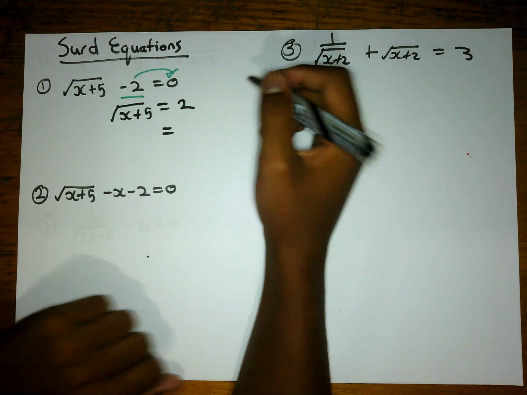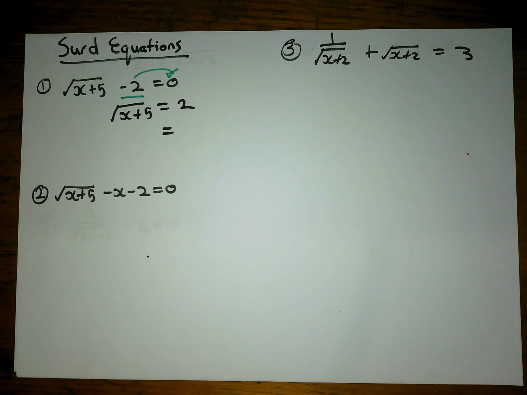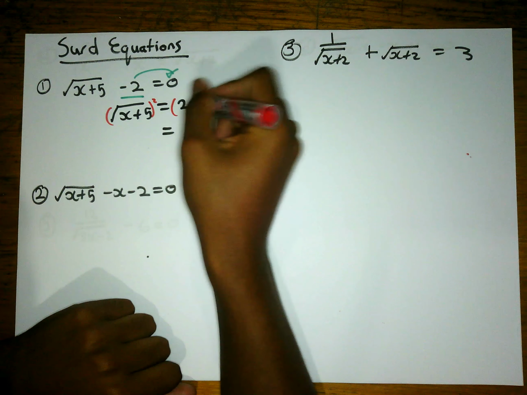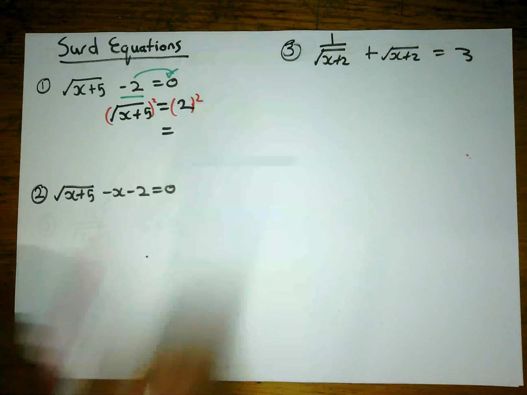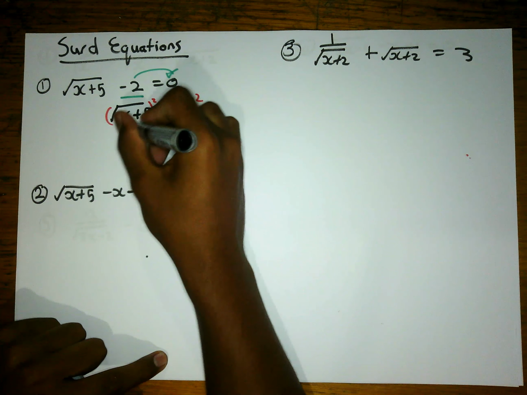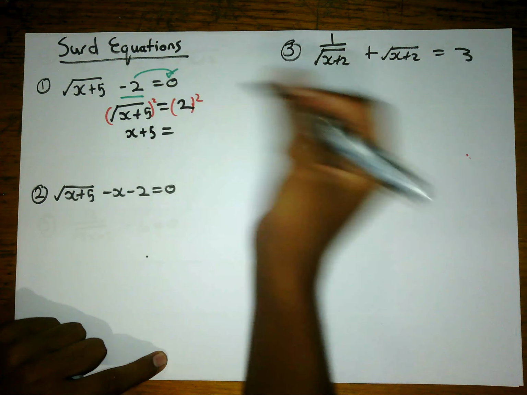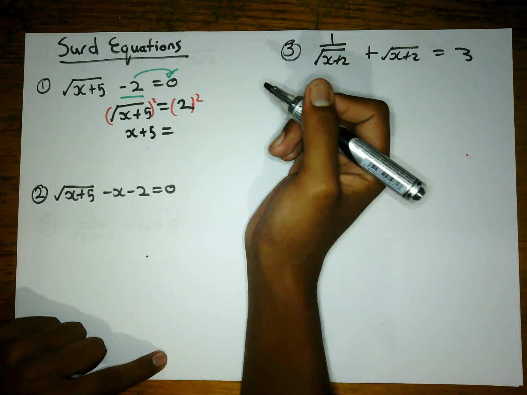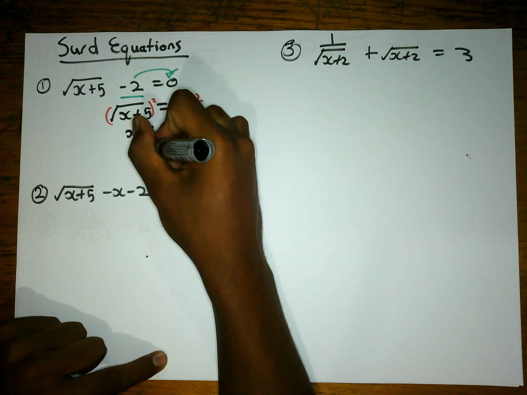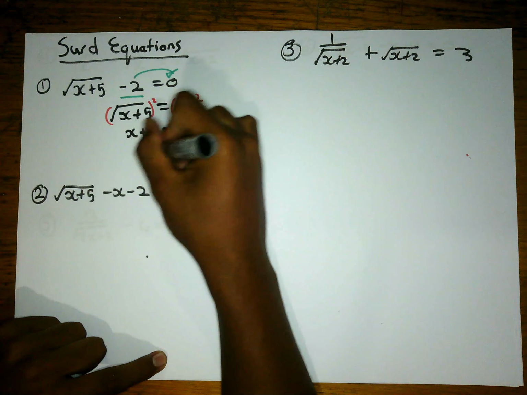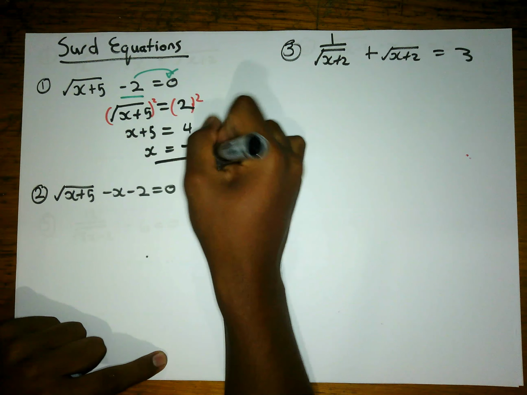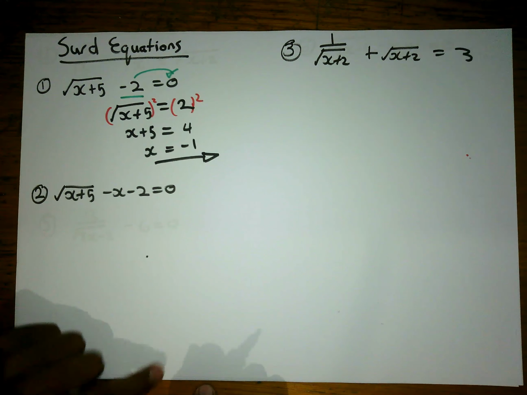Now we're going to square both sides because we know to get rid of the square root, we must square both sides. We should know this by now. We've been doing this. So we're left with the x plus 5, the square root falls away, and this will be a 4. Then we bring the 5 over, x equals minus 1. That's straightforward.